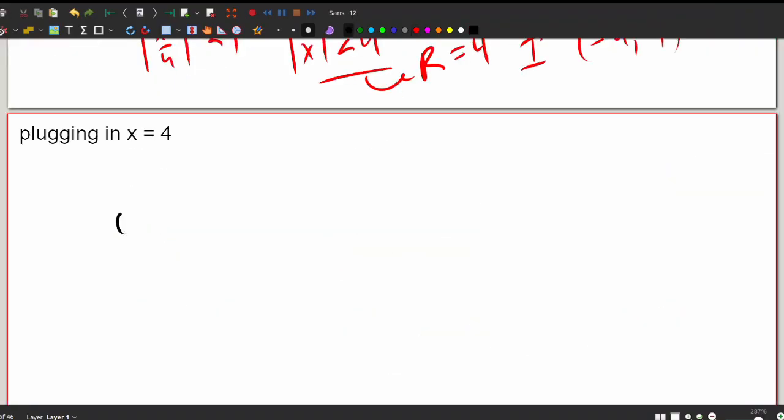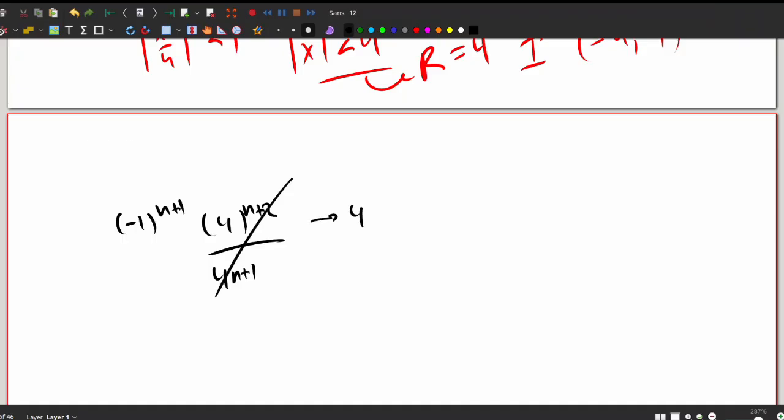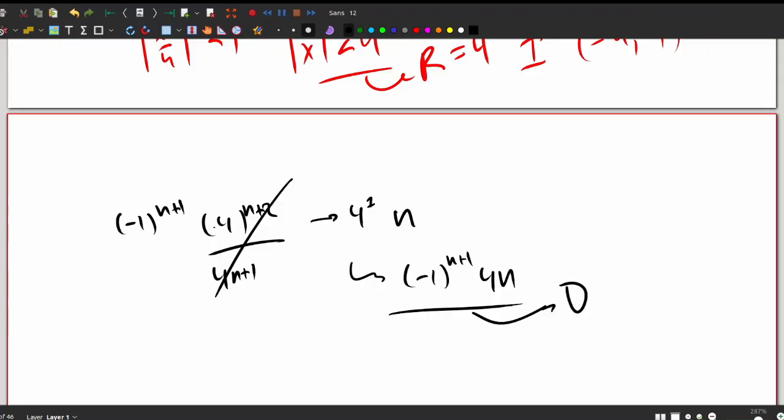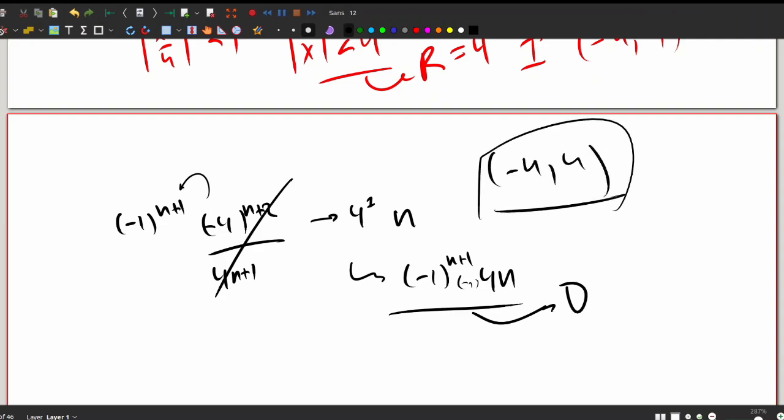Our sequence becomes -1 to the n plus 1, 4 to the n plus 2 over 4 to the n plus 1. When we do the subtraction, we're going to be left with 4 to the 1 times n. So our sequence becomes -1 to the n plus 1 times 4n. And this does not converge. It diverges by the n-th term test, so this diverges. If we were to plug in -4, all that does is change the alternating sequence, and that still diverges, because -4 to the n doesn't converge either. Therefore, our interval is -4 to 4 with open brackets.